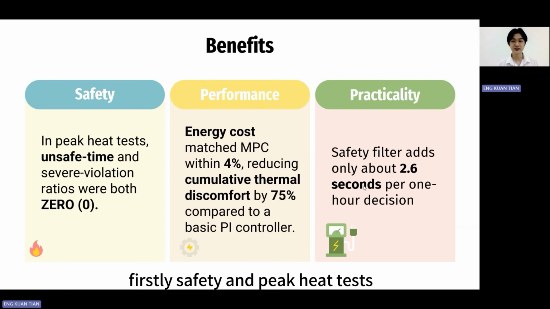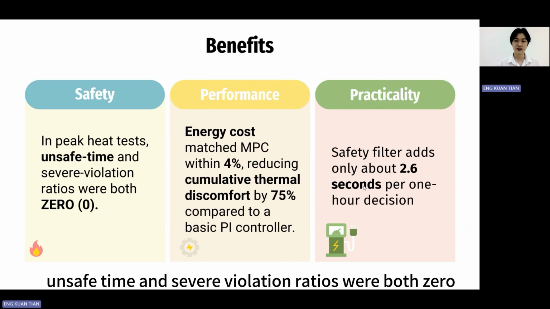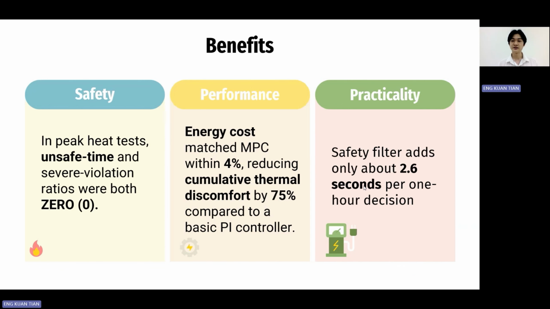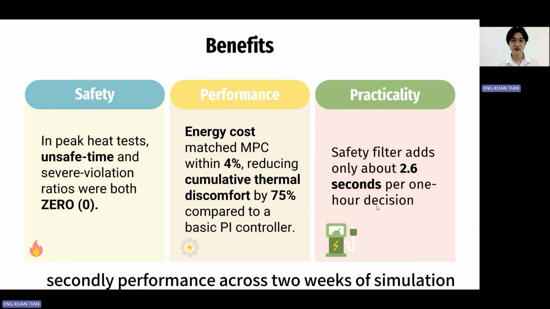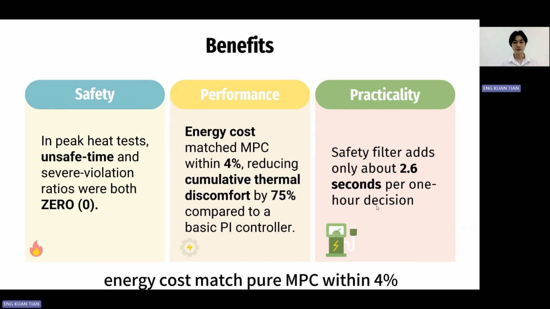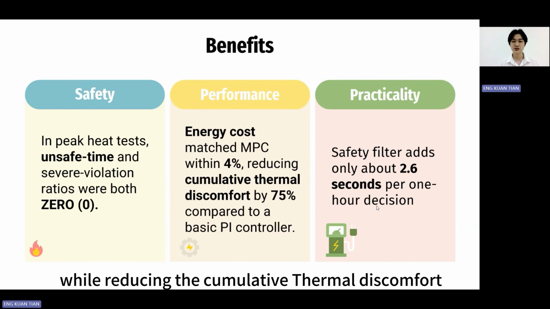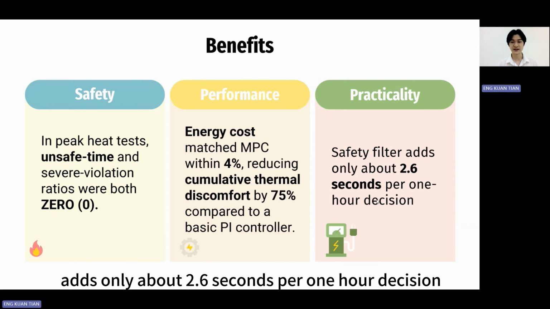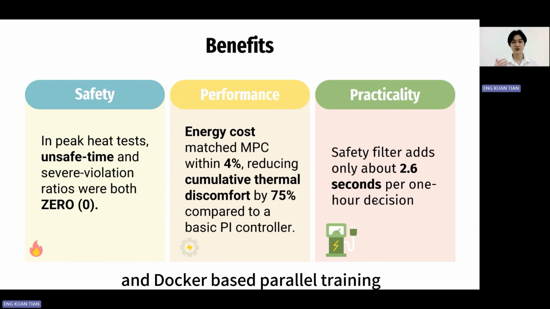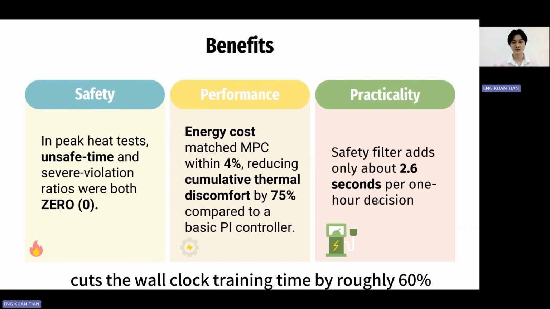Firstly, safety. In peak heat tests, unsafe time and severe violation ratios were both zero, whereas a standalone RL agent violated comfort over 30% of the time. Secondly, performance. Across 2 weeks of simulation, energy costs matched pure MPC within 4% while reducing the cumulative thermal discomfort by 75% compared to a basic PI controller. And lastly, practicality. The safety filter adds only about 2.6 seconds per 1 hour decision, and Docker-based parallel training cuts the wall clock training time by roughly 60%.